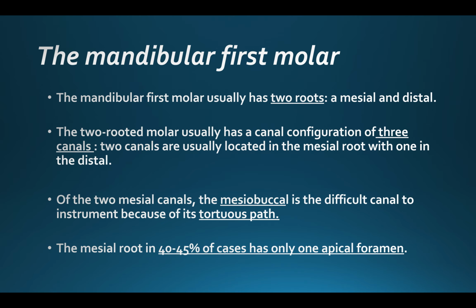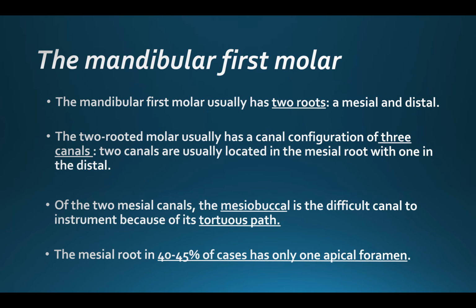And in around 40 to 45% of the cases, the two mesial canals will exit the root in one apical foramen, and that's Vertucci type 2. And in a larger percentage of cases, they will exit the root in 2 separate foramina, and that's Vertucci type 4. The incidence of 2 distal canals in the mandibular first molars is around 38%. So a small percentage of teeth will have 2 distal canals.